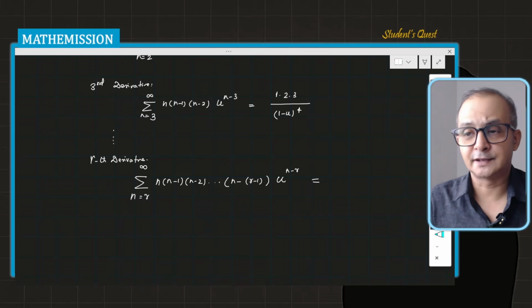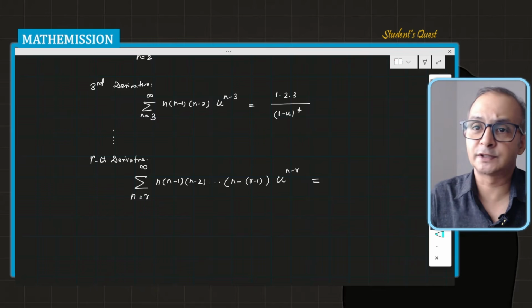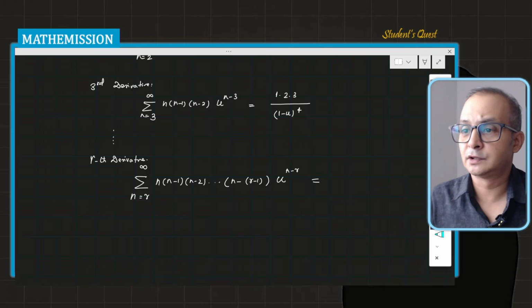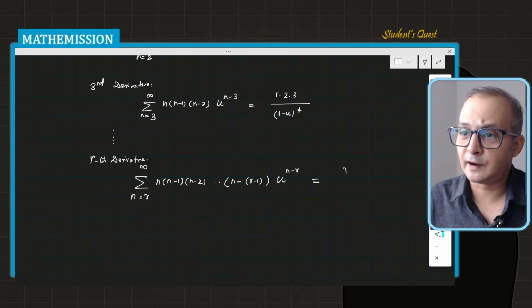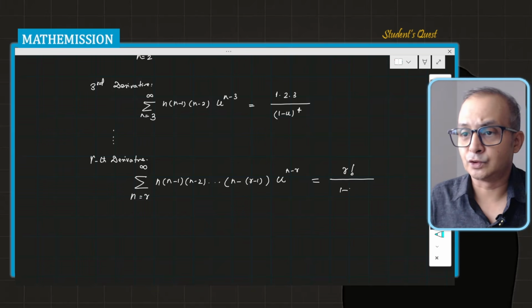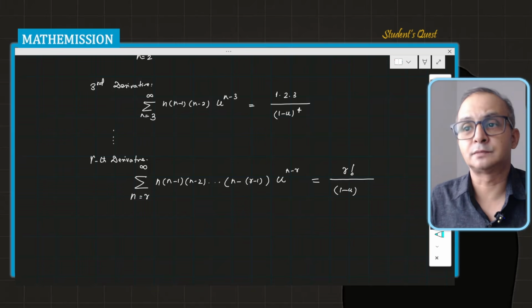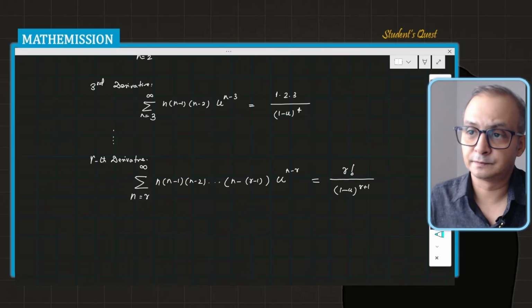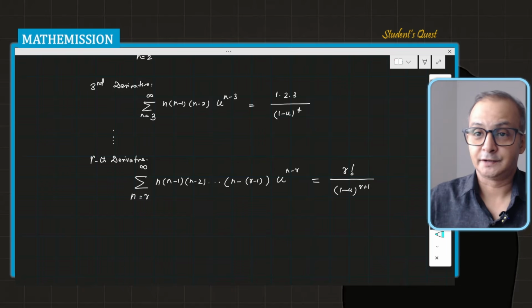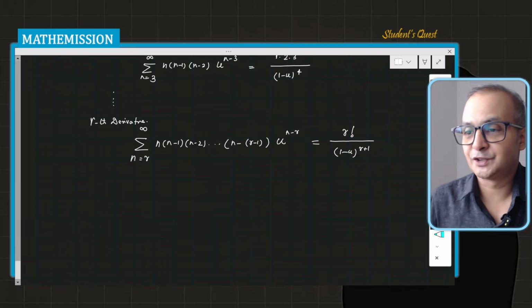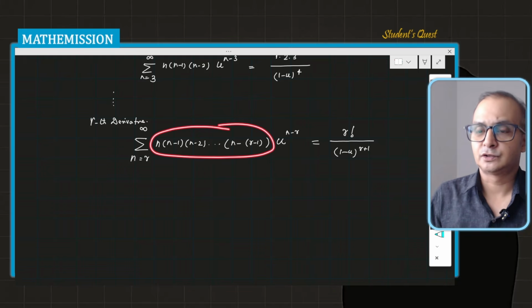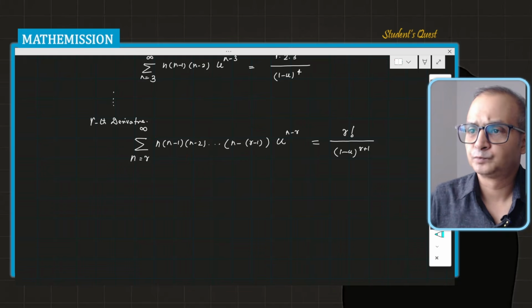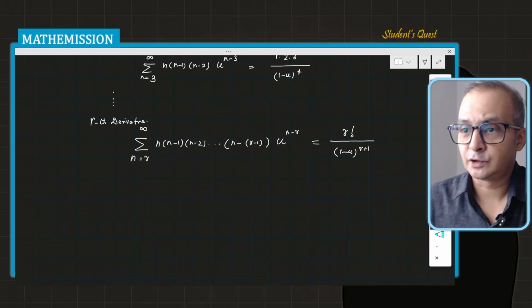On the right hand side, the similar effect, because this was 3, so I can write here 3 factorial there, and since this was 3, I can write here r factorial, and here 1 minus u to the power, one term extra, so r plus 1. All right, now I have to just transform this entire thing in the factorial way. So you notice what we can do from here to make it factorial.